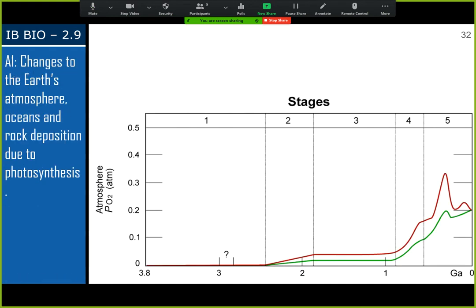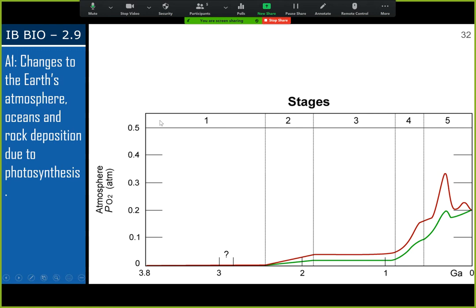And let's talk about application number 1. So changes to Earth's atmosphere, oceans, and rock deposition due to photosynthesis. So life on land is only possible with plants first, right? Animal life didn't exist on land. Well, aerobic animal life didn't exist on land until plants were here, because Earth's atmosphere initially did not have oxygen in it, at least not enough to support life as you and I know it.